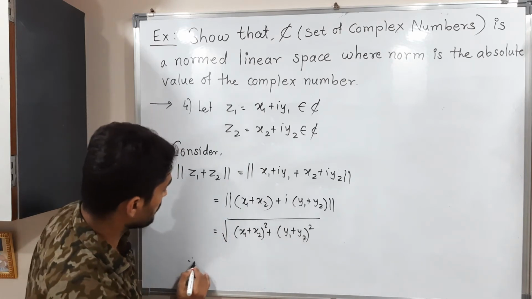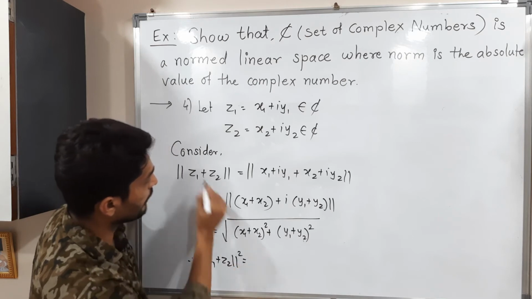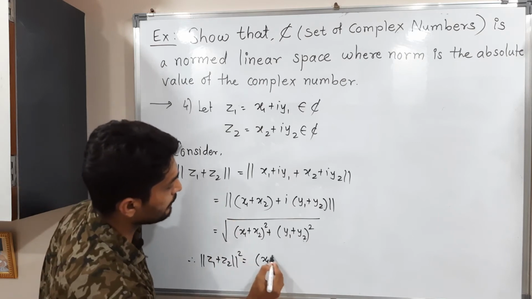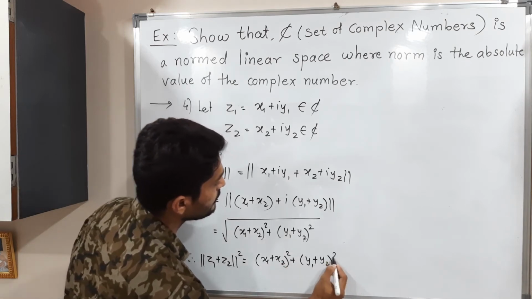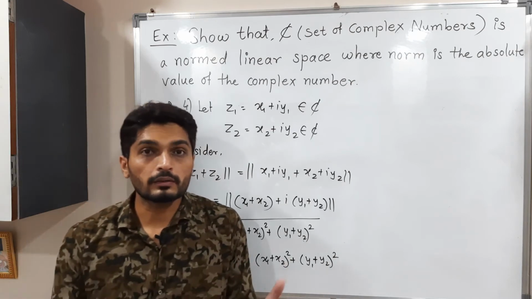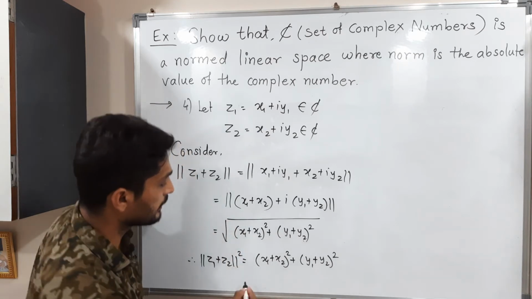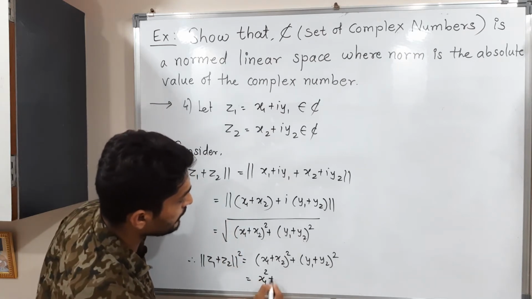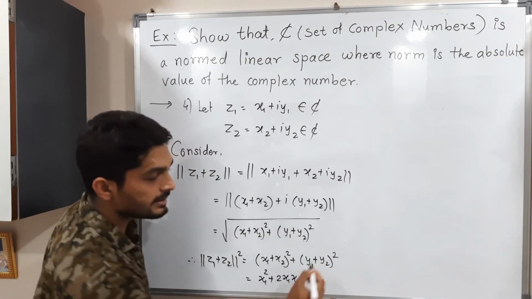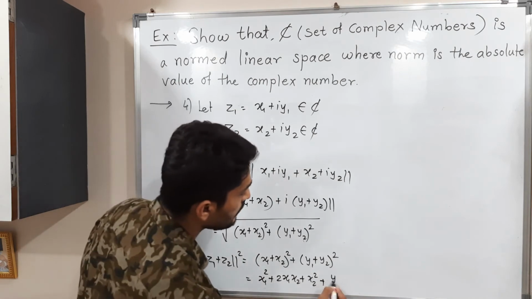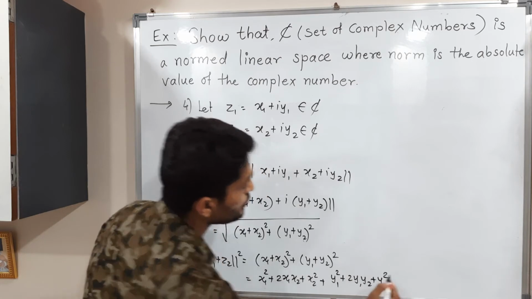So therefore norm of z1 plus z2 squared is equal to, I am taking the square of both sides, (x1 plus x2) squared plus (y1 plus y2) squared, right? You know the formula for the square of a plus b. Let us apply it and see what will happen. So x1 squared plus 2 x1 x2 plus x2 squared. Let us apply the same formula for the second bracket: y1 squared plus 2 y1 y2 plus y2 squared, right?